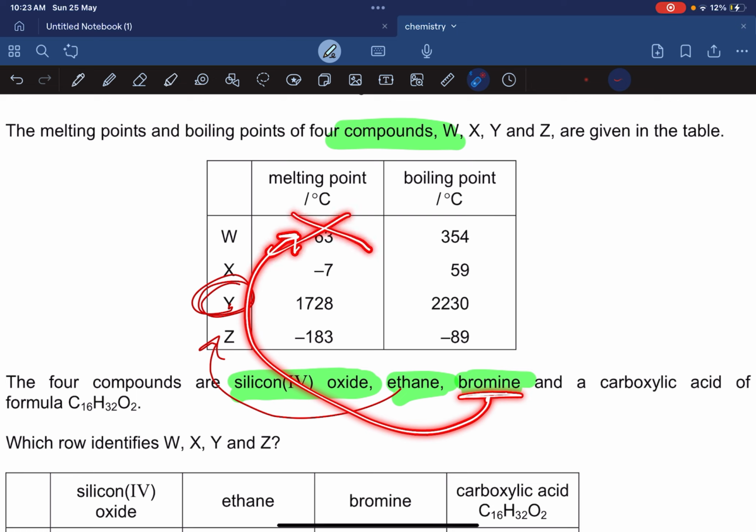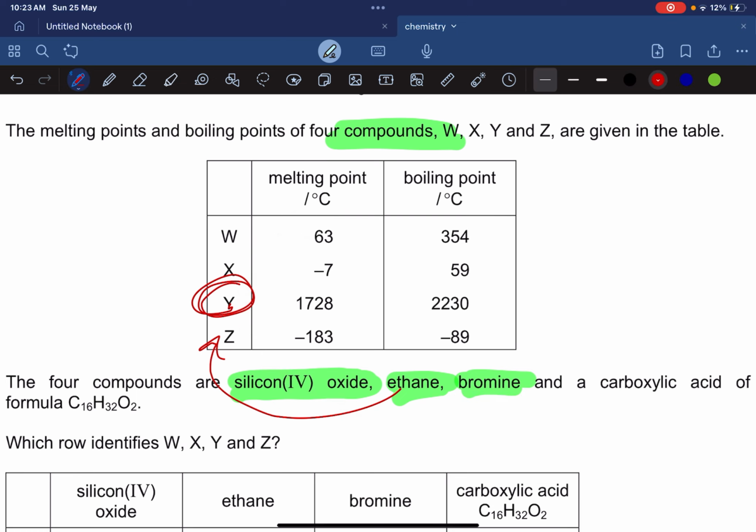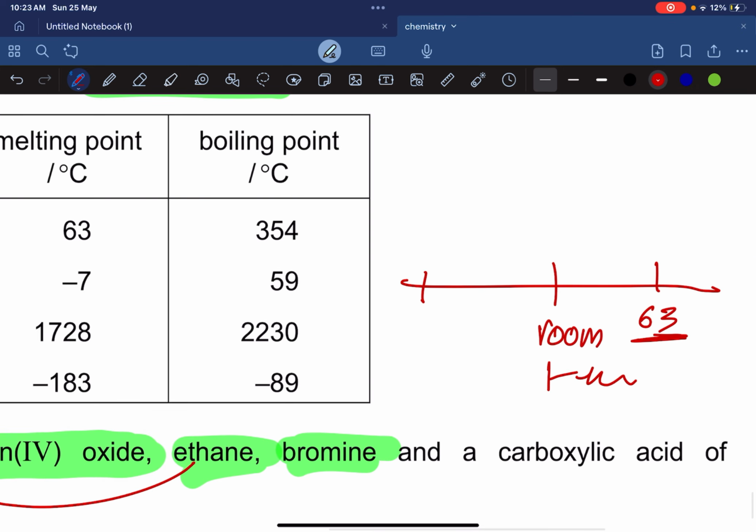So this definitely cannot be W. Why? Because look over here. This is your room temperature. Room temperature, okay? If 63 comes above room temperature, okay? 63 comes above room temperature. And if my melting point MP is 63, that means that at room temperature that thing's going to be a solid, because at this point it melts, okay.